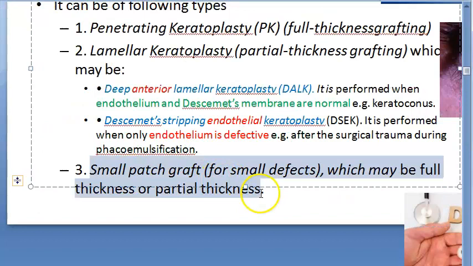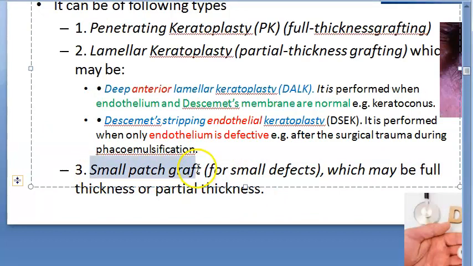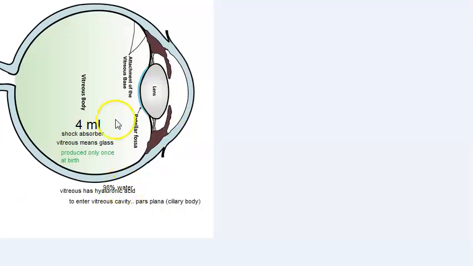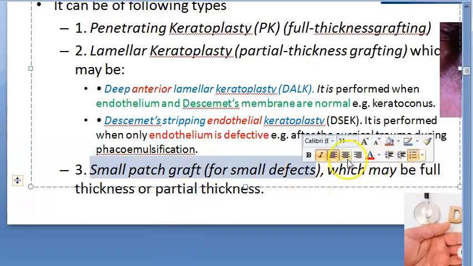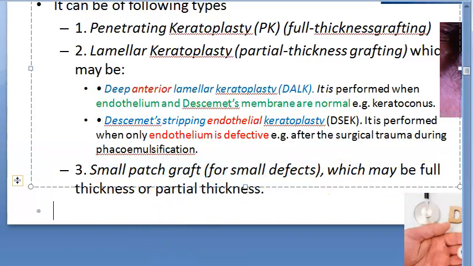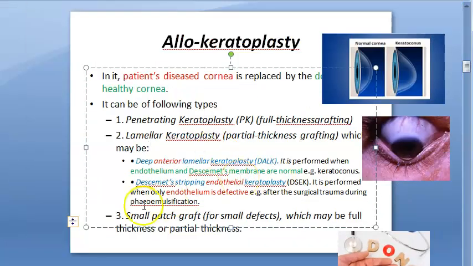Then third one, guys, under allokeratoplasty: small patch graft for small defects. So what will they do? They are talking about a small defect. Let us look at the small defect. If this is the eye and the defect is only one small patch, they will do a small patch graft. Not the entire thing, but the thickness can be partial thickness or full thickness. So that is small patch graft for small defects. In this we did allokeratoplasty.